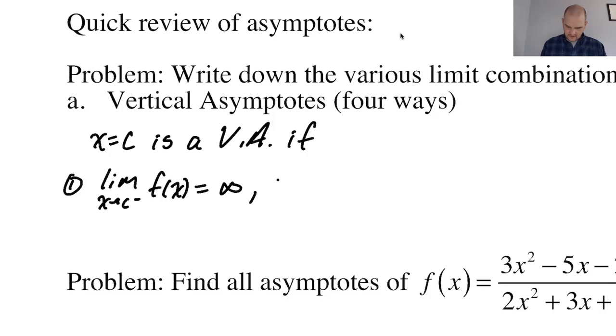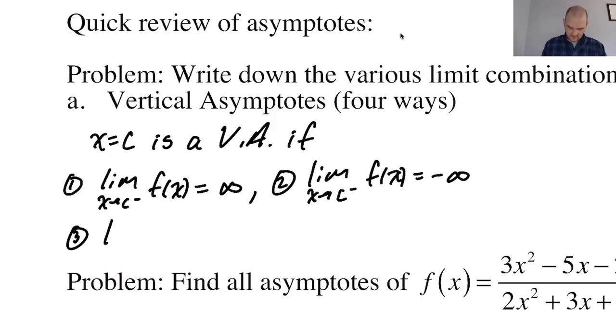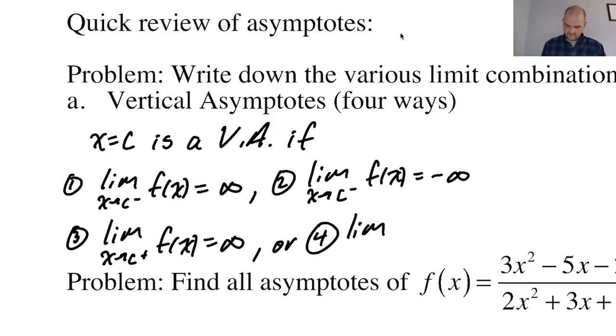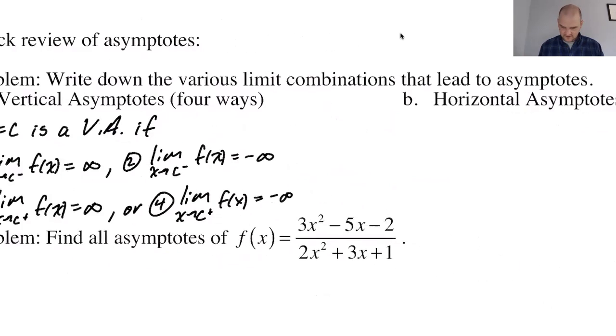infinity. Two, the limit as x approaches c from the left of f of x equals negative infinity. Three, the limit as x approaches c from the right of f of x is infinity. Or four, the limit as x approaches c from the right of f of x is negative infinity. So any of those four. Doesn't need to be all of them. It only needs to be one of them. If one of those is true, then x equals c is a vertical asymptote.